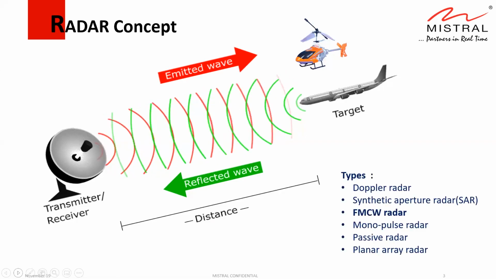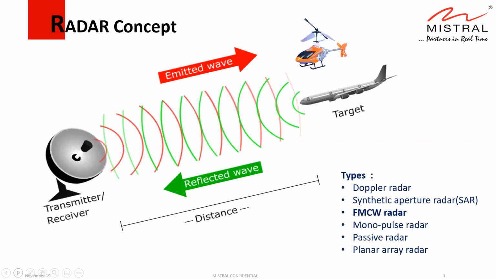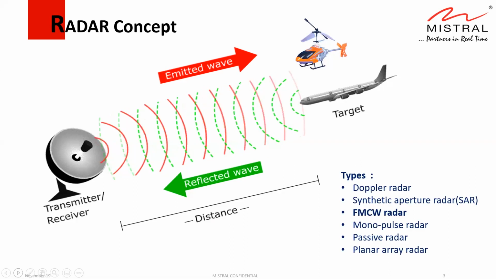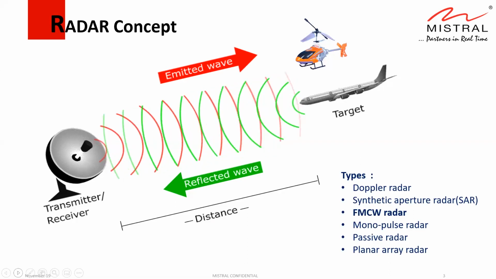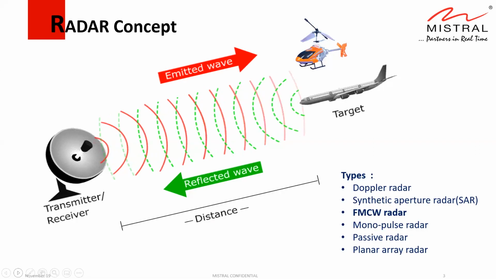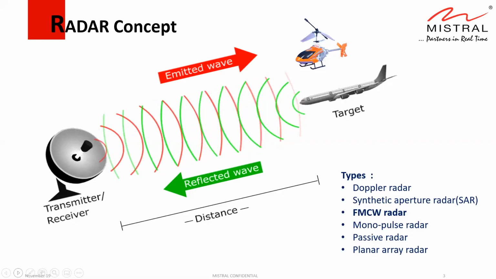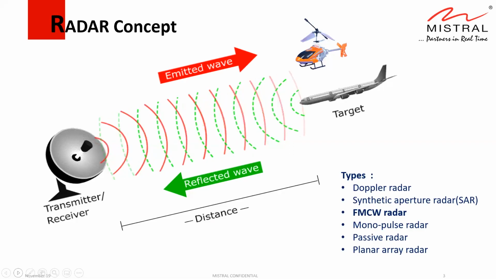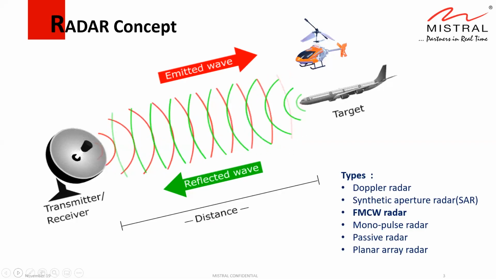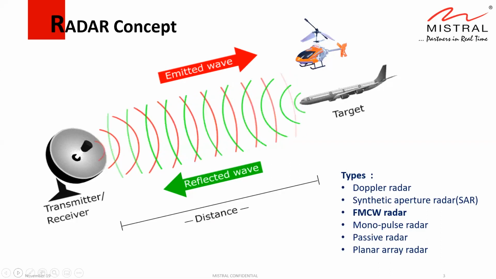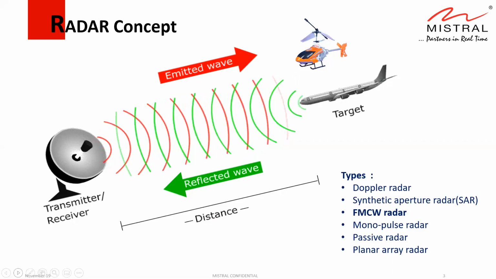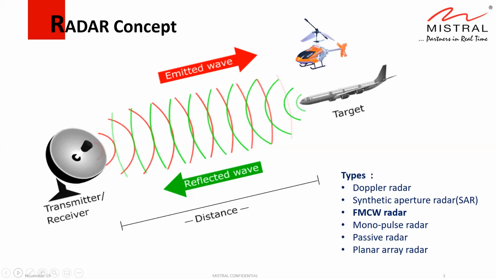There are multiple radars available in the market based on applications and use cases. The types include Doppler radar, synthetic aperture radar, and frequency modulated continuous wave radar. That's the radar we are going to discuss today. There are also monopulse radar, passive radar, and planar array radar. These are different types of radars available in the market.